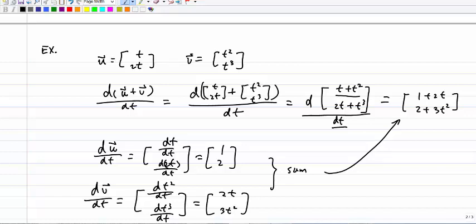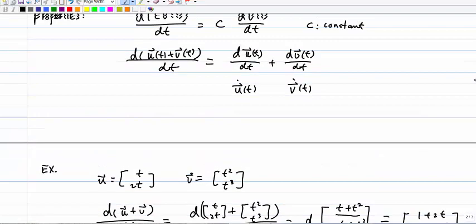Now dv(t)/dt, if calculated individually, you have the first entry d(t squared)/dt, which is 2t, right? The second one is d(t cubed)/dt, which is 3t squared. So if you put them together, it will be the same as this result. So you can actually verify that this property is correct.